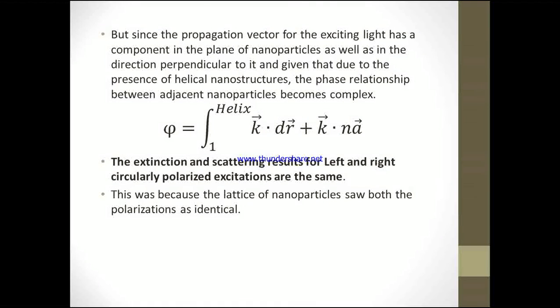This can be easily verified once we are able to calculate this phase integral phi. You can easily find that the phases for the left and the right circularly polarized light will closely match.